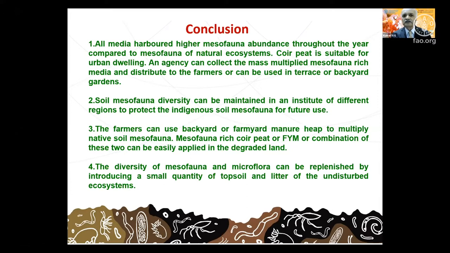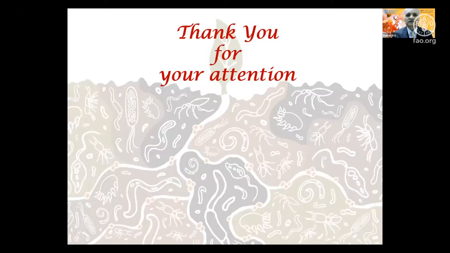The farmers can use the backyard or farmyard manure heaps to multiply native soil mesofauna, and mesofauna-rich coir peat or FYM, or a combination of these two, can be easily applied in degraded land. So the diversity of mesofauna and microflora can be replenished by introducing a small quantity of topsoil and litter of the undisturbed ecosystem. Thank you for your attention.